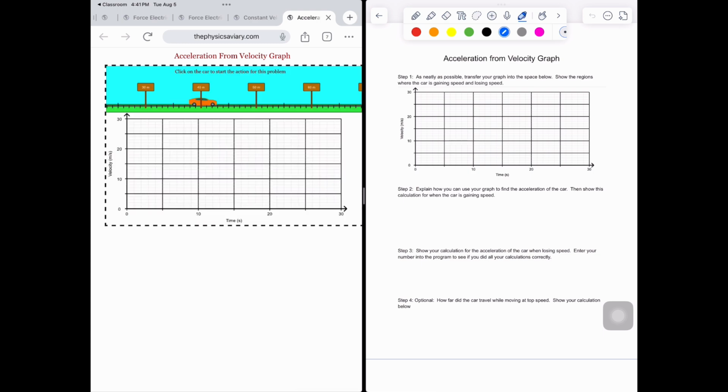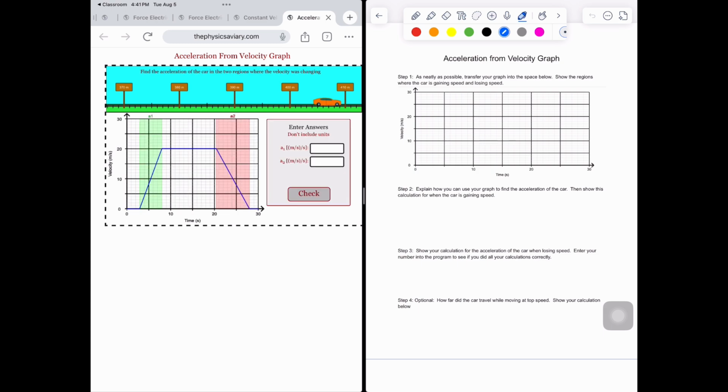Click on the car. And you can see now we're generating a velocity-time graph. For the first 3 seconds of my graph, the car wasn't moving. Then it accelerates from 3 seconds to 8 seconds, from 0 to 20 meters per second, and stays there until about 20 and a half seconds. From 20 and a half seconds all the way to 28 seconds, the car slows down to a stop.